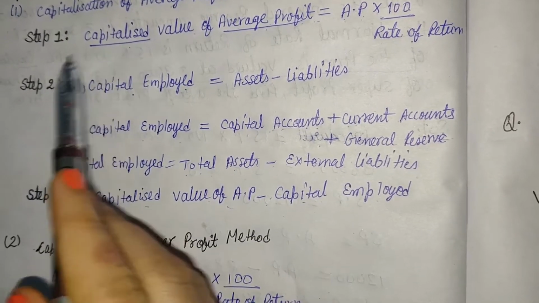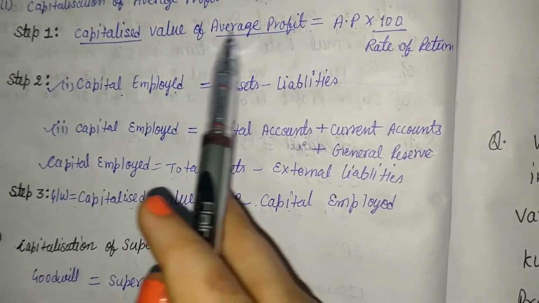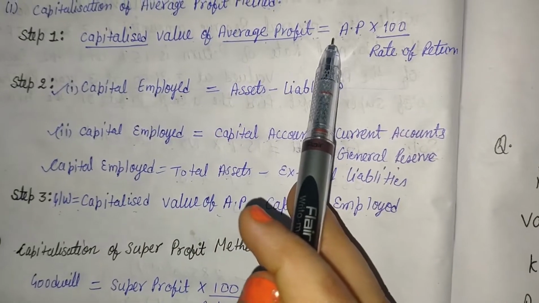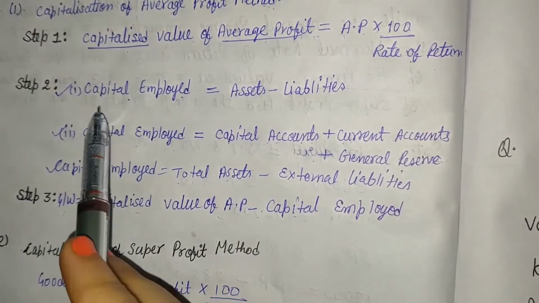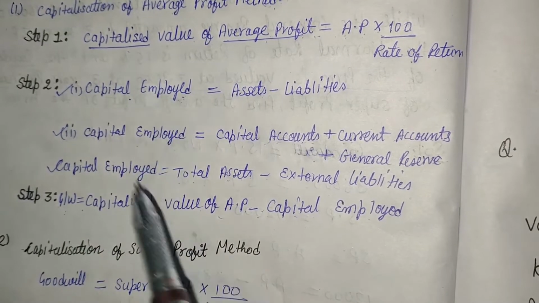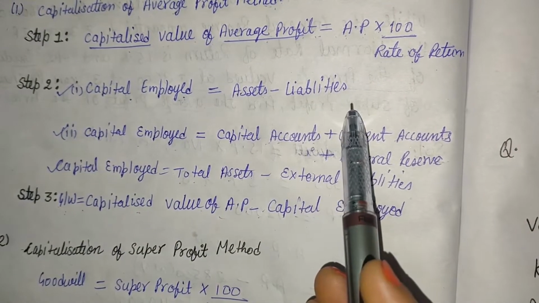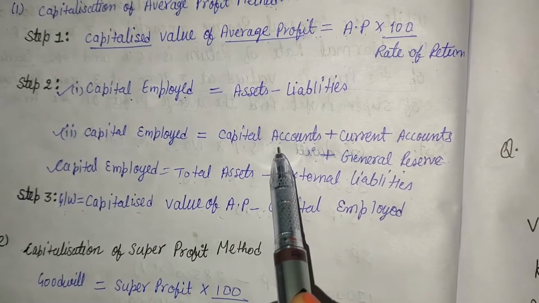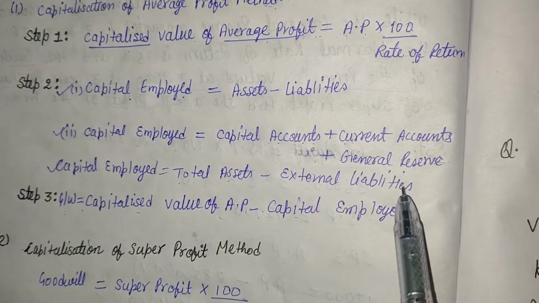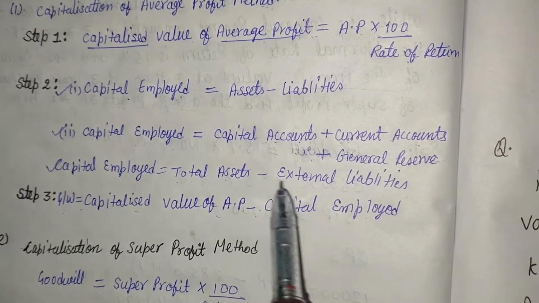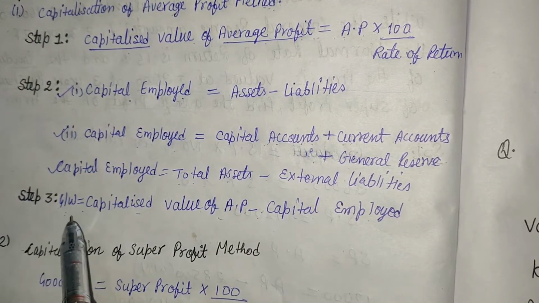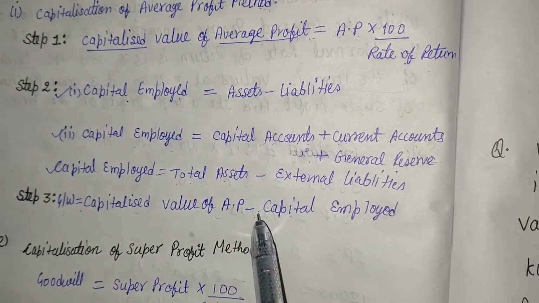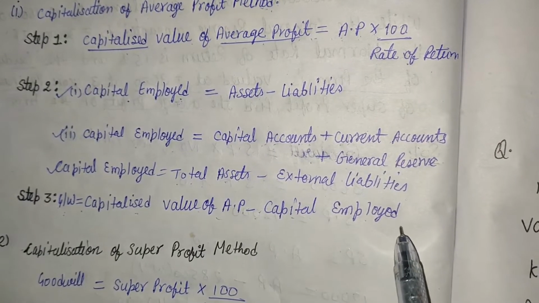In short, there are three steps. The first step is the capitalized value of average profit, that is equal to average profit into 100 divided by rate. The second step is capital employed. There are three formulas: assets minus liabilities; second, capital account plus current account plus general reserve; and the third, total assets minus external liabilities. Now the third step, goodwill: capitalized value of average profit minus capital employed.